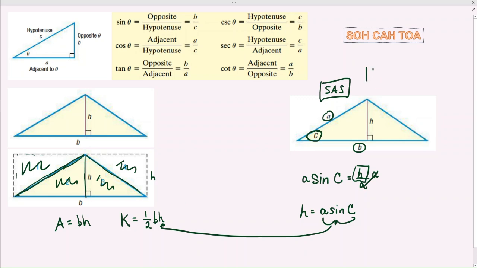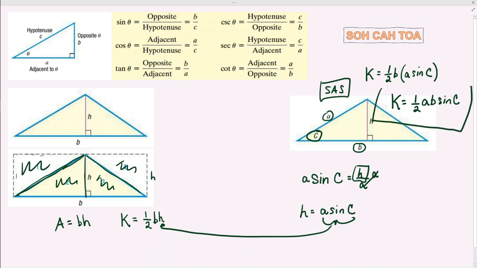So our area for a triangle such as this with the side angle side known is equal to 1/2 the base times A sine C. And we'll just clean that up a little bit, and we'll just say, okay, so for a triangle where I know a side, included angle, and the other side, I can calculate an area to be 1/2 of AB sine of capital C.